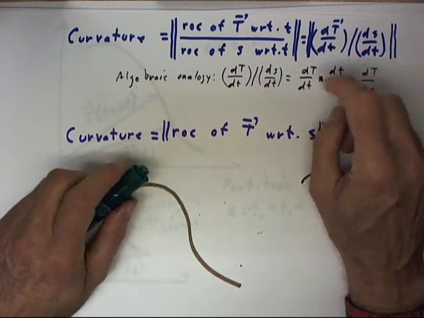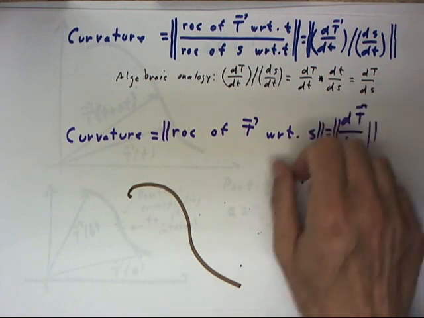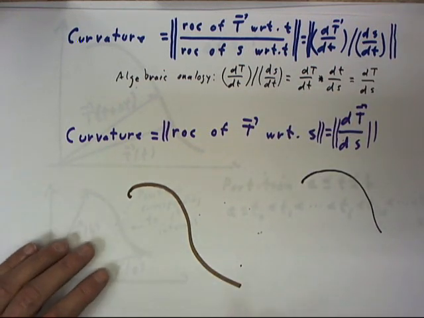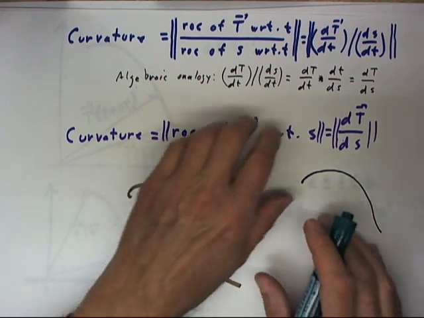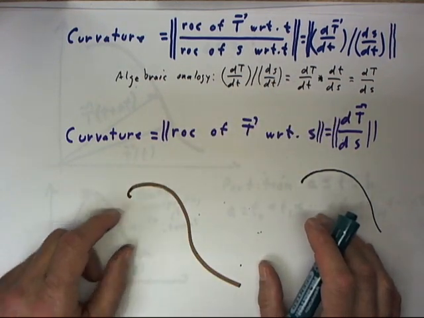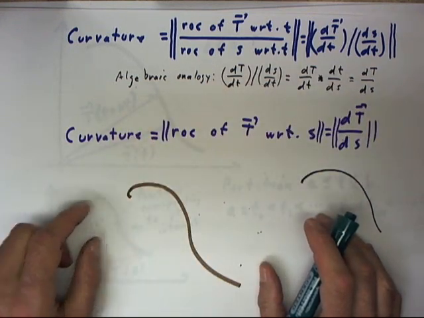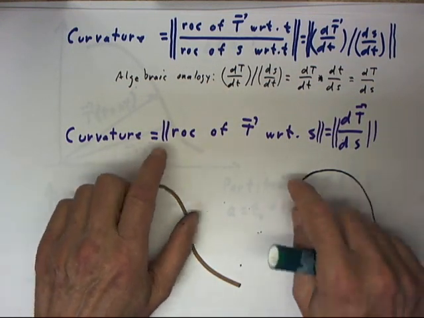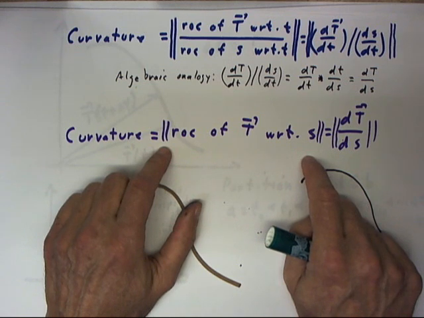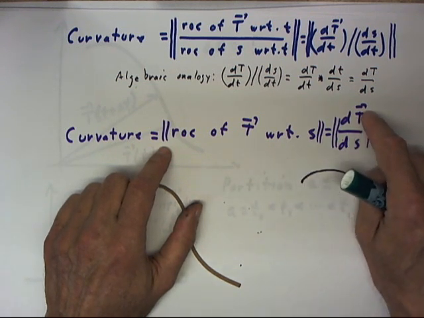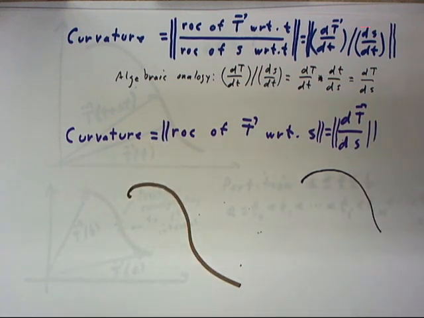The calculus of why this works is not difficult, but we're not going to dirty our hands with that right now, or clean our hands, because there's a purer way to see that, but we'll leave it at that for the moment. So curvature is the magnitude of the rate of change of T with respect to s, and this again is the expression that we've had.